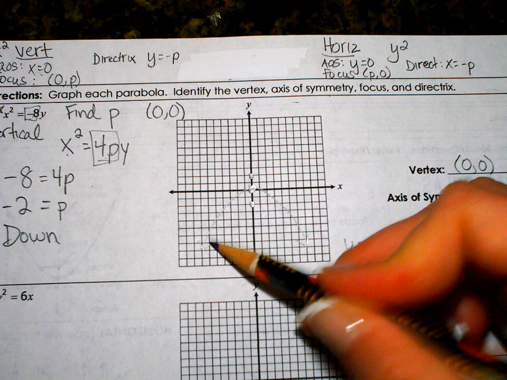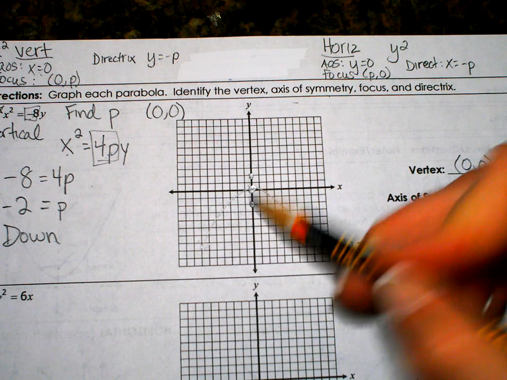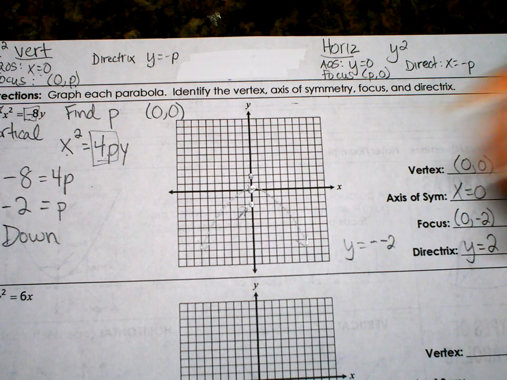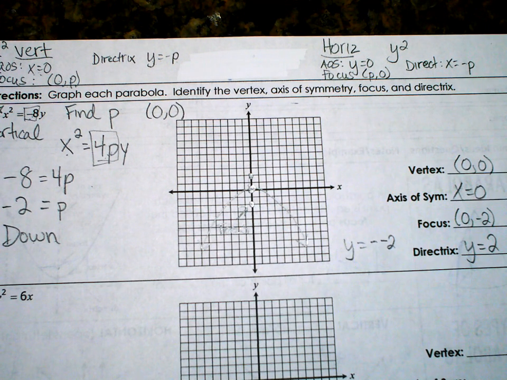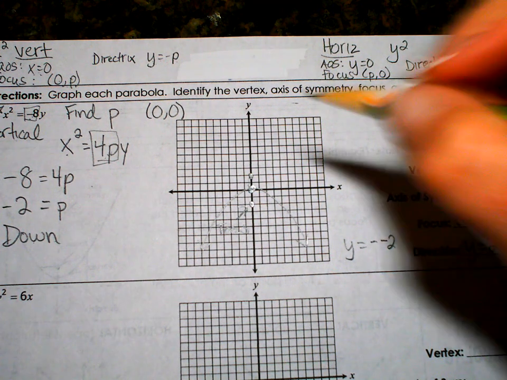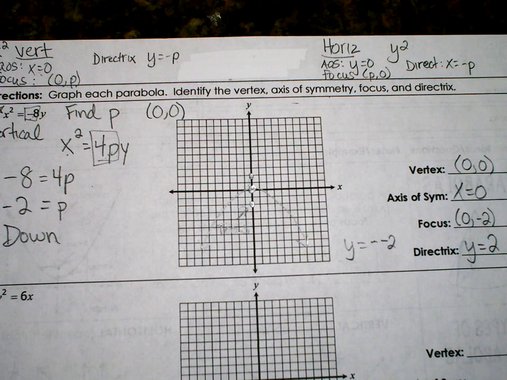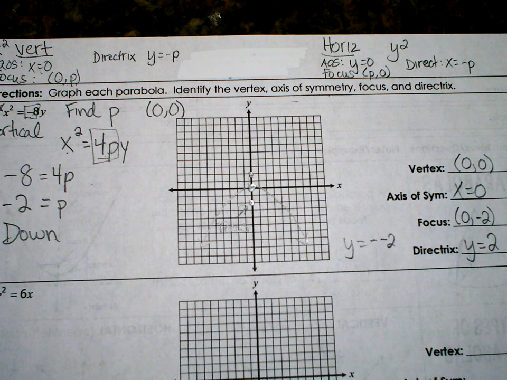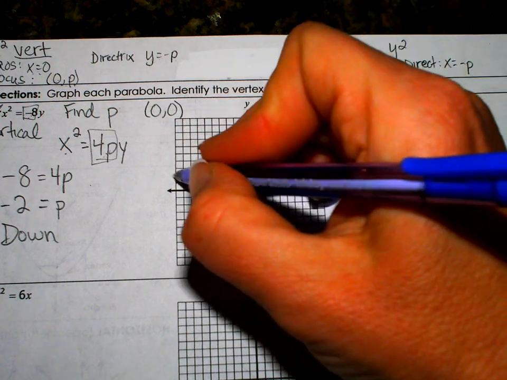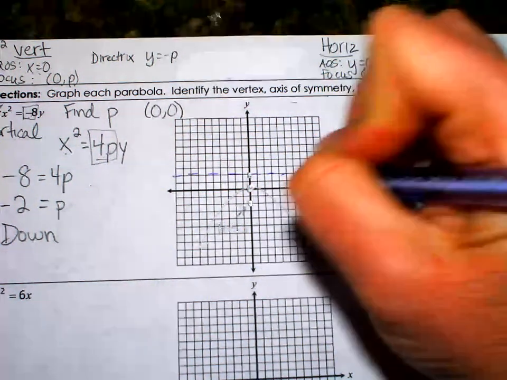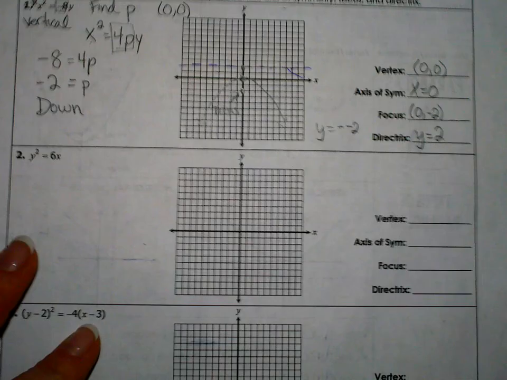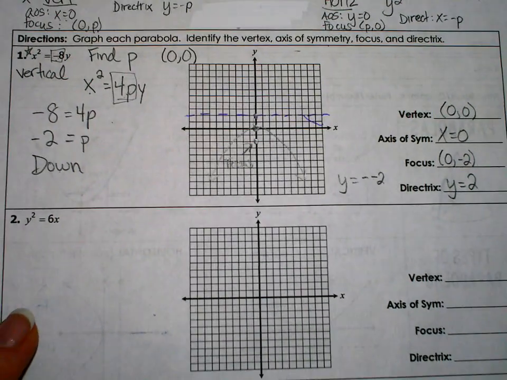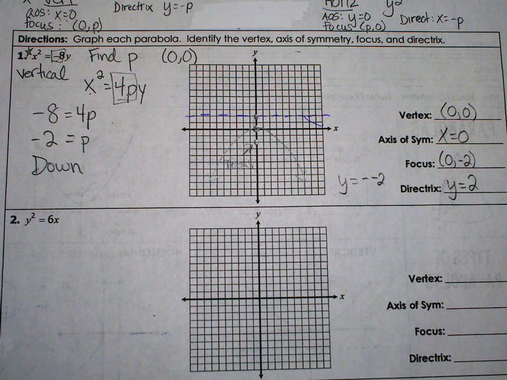And this is my focus, right? Because that's the dot, the point that's in the curve. And then perhaps I need some colors here to make it a little bit darker. My directrix is this line right here. Okay. So I don't even know if you can see that. I guess that's probably a bad choice.